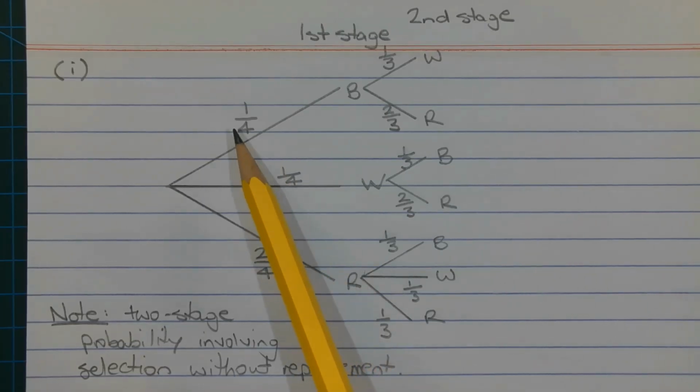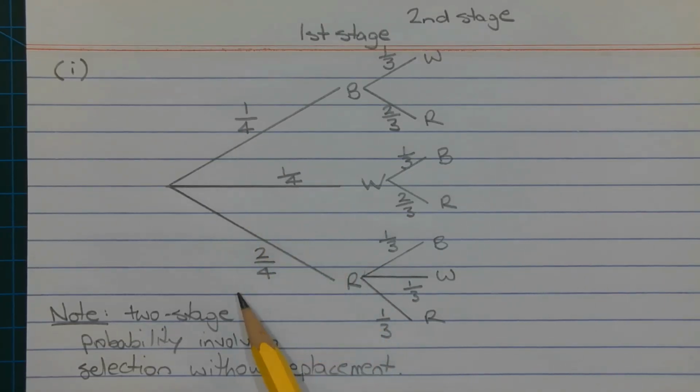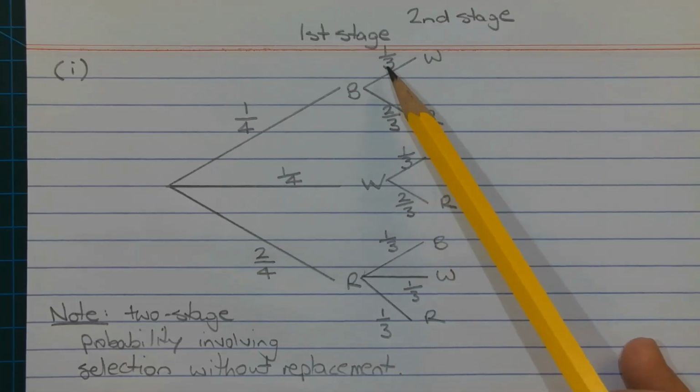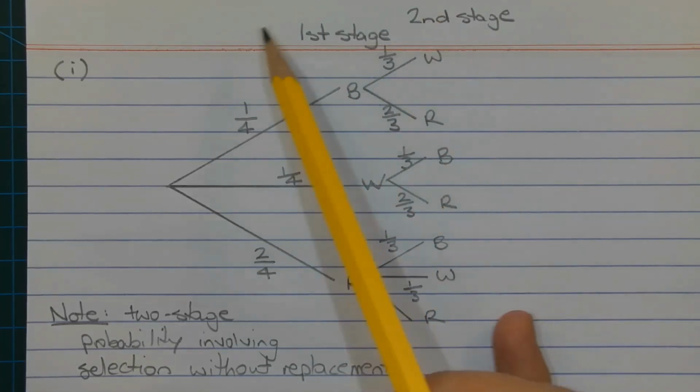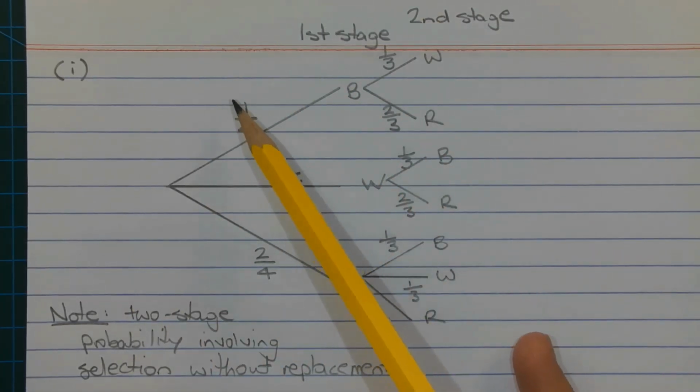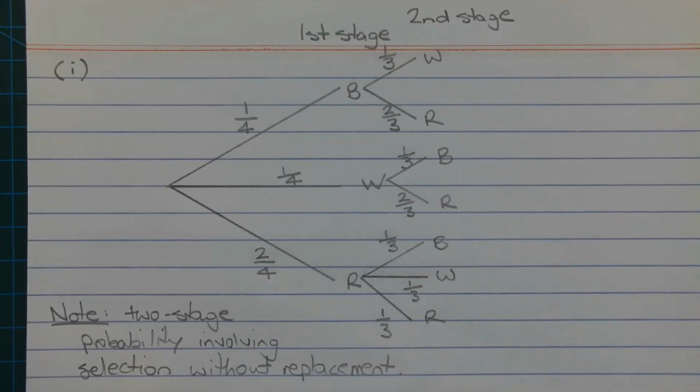And that's why the denominators of the probabilities of the branches that make up the first stage are 4s. So after the first stage, one ball is taken out and hidden. That leaves 3 balls remaining, which is why the probabilities in the second stage all have denominators of 3. So here is the completed probability tree with the associated probabilities written on all the branches.